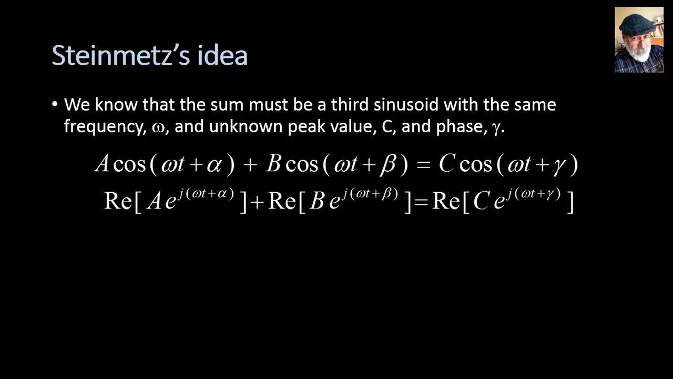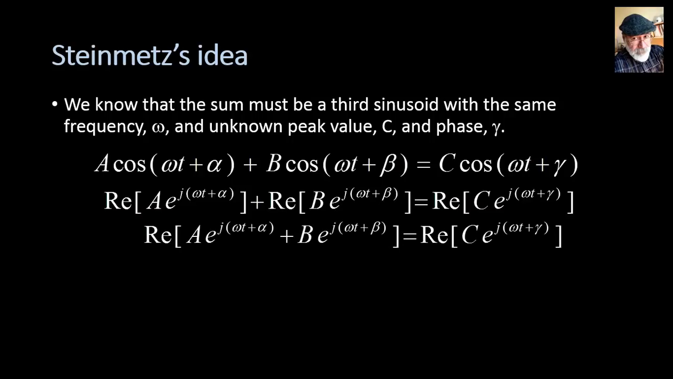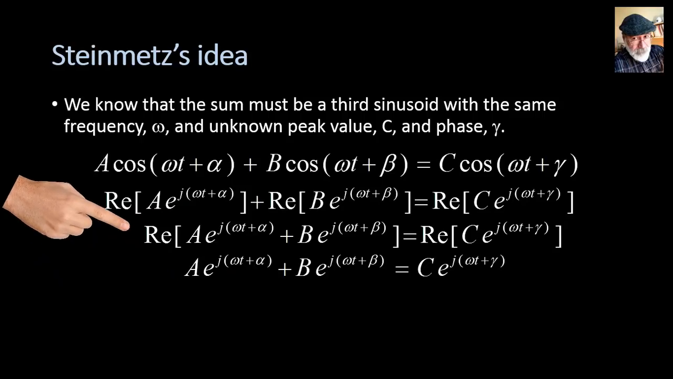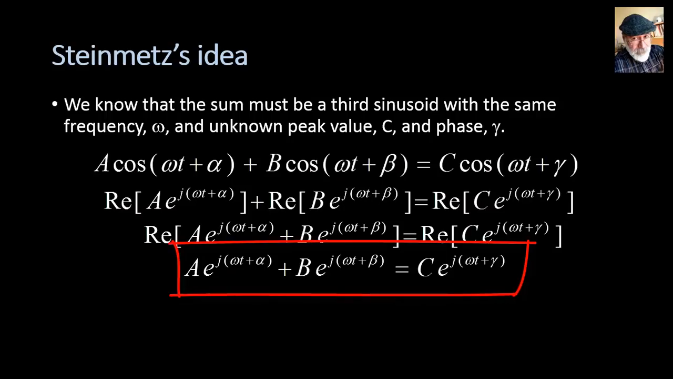But we have learned that adding the real parts of two complex numbers is the same as taking the real part of the sum of those two complex numbers. That equation does not imply this new one. But if the new one is true, the equation that we wrote before is also true. So let's go for that. How do we make this new equation true?